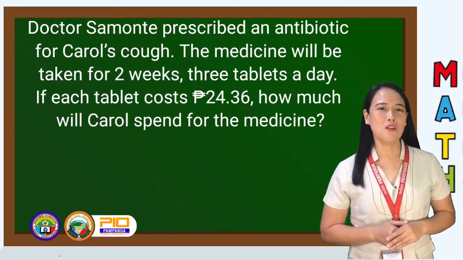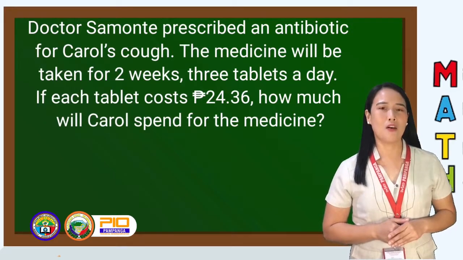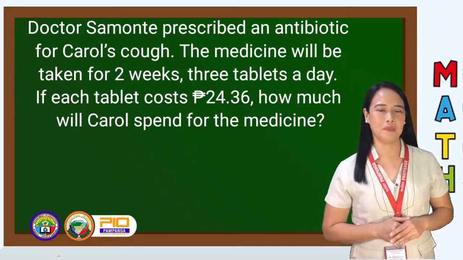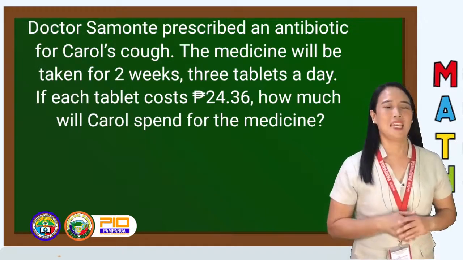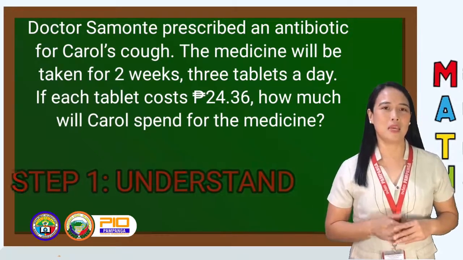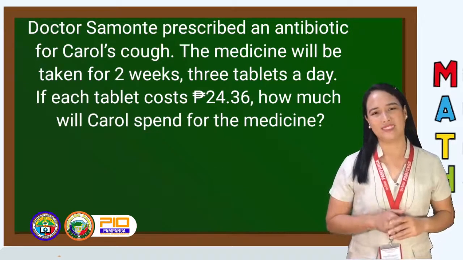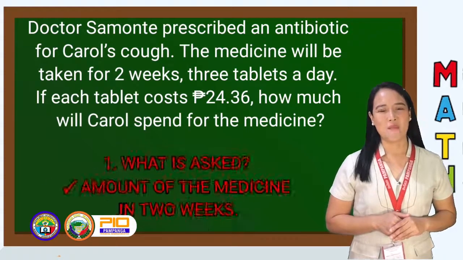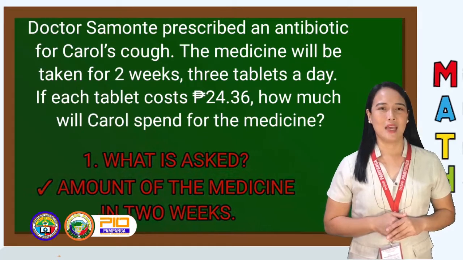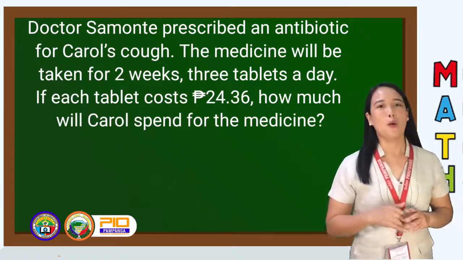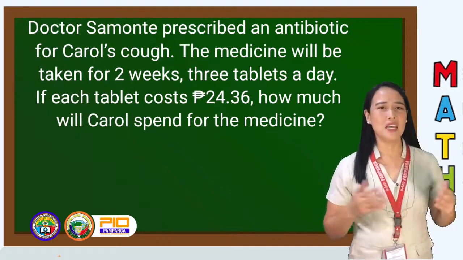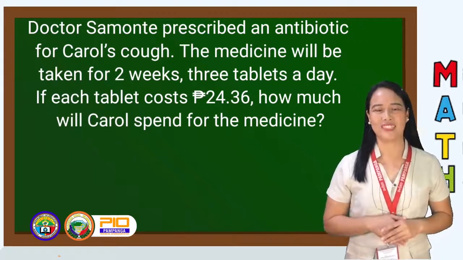Again, we will follow George Polya's 4-step process in solving this problem. What is the first step? Yes, understand. What do you think is being asked in the problem? Yes, the amount of medicine in 2 weeks. And then under that also, we need to get the given facts. What are the given facts in the problem?